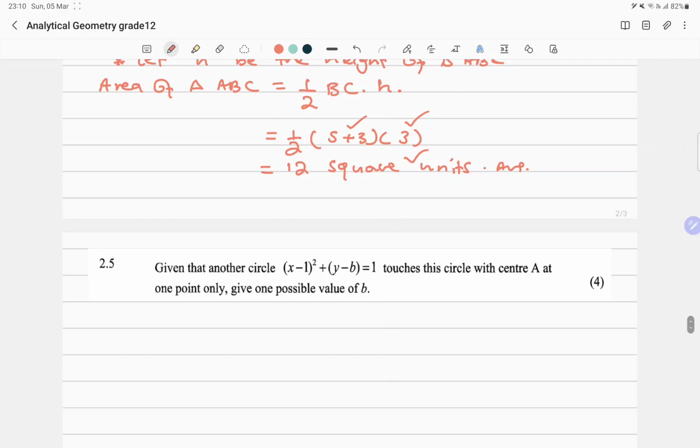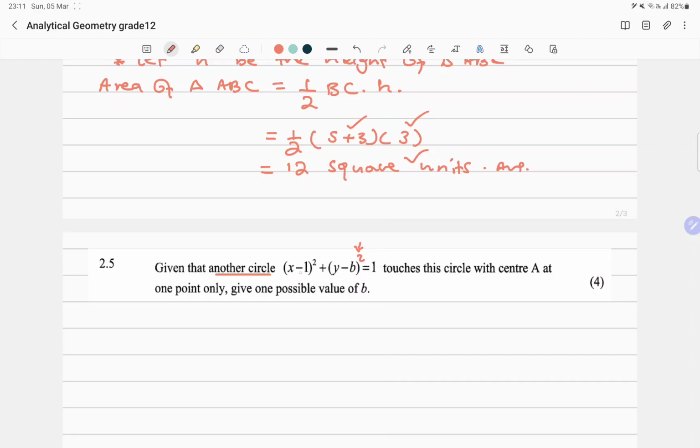Okay, 2.5 says, given another circle, this circle is x minus 1 all squared plus y minus b. I'm sure they forgot a square here. Otherwise, it's not a circle, isn't it? We can't have this form if it is a circle and then there's no square here. So I'm pretty sure there must have been a square or a 2 that was left there.